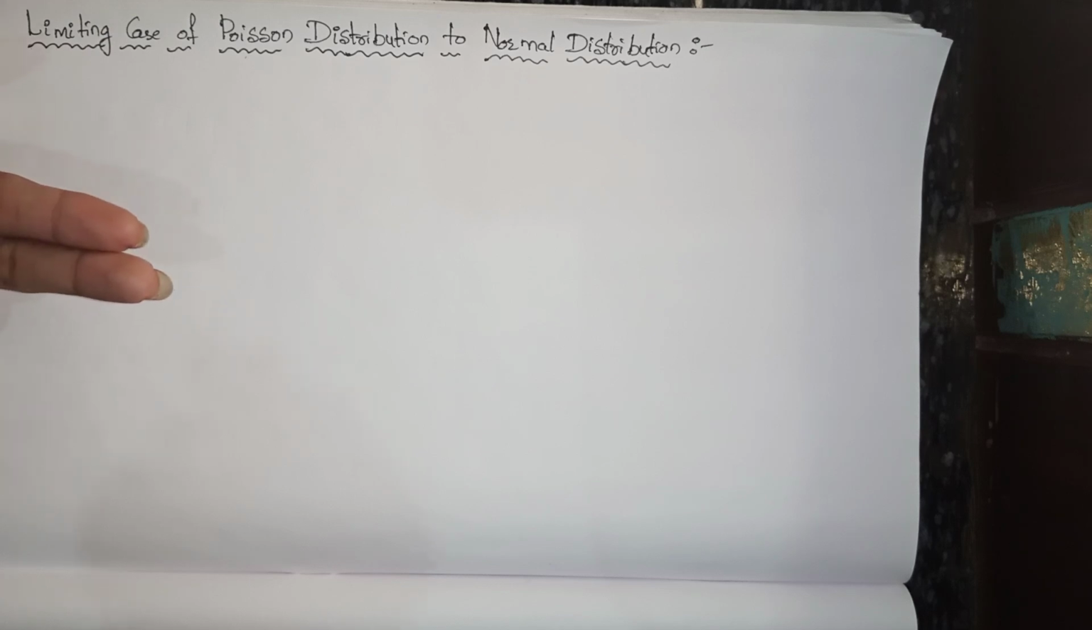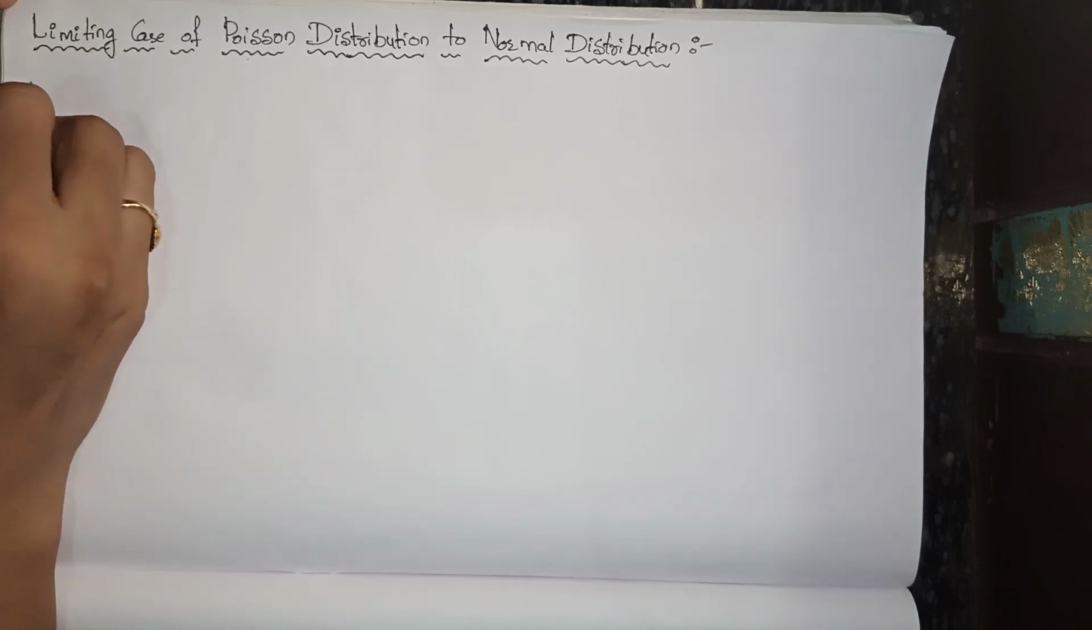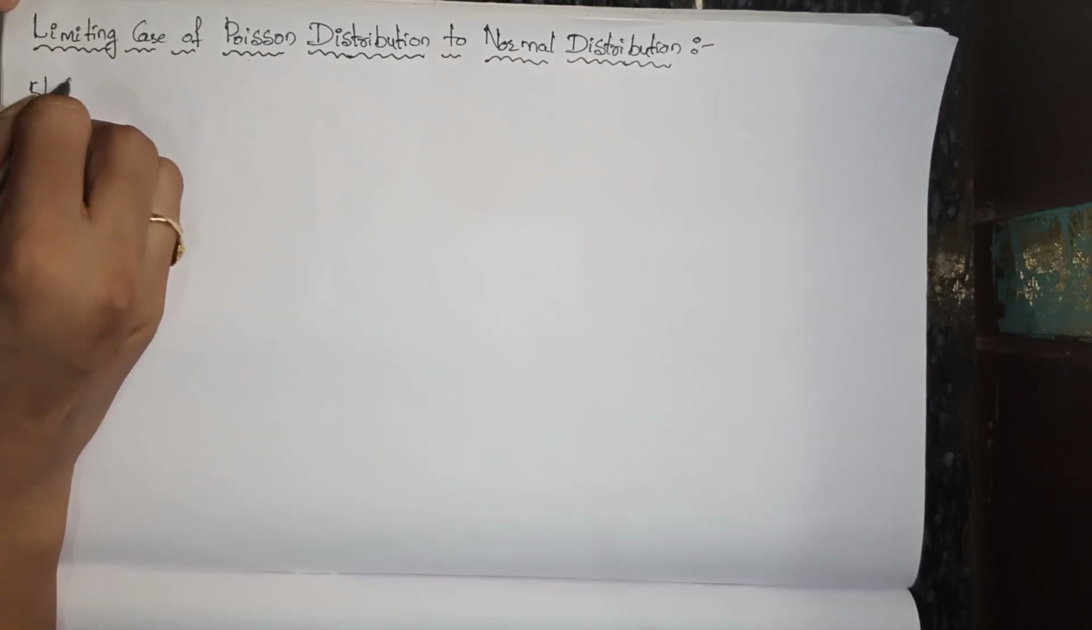So today we are going to learn about the limiting case of Poisson distribution to normal distribution. Already I did a video related to binomial distribution to normal distribution. If anybody did not watch that one, go and watch that one. Now I am going to discuss Poisson distribution to normal distribution. First we have to consider that proof. First we'll write the statement.